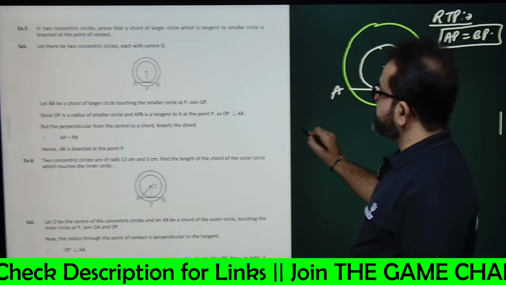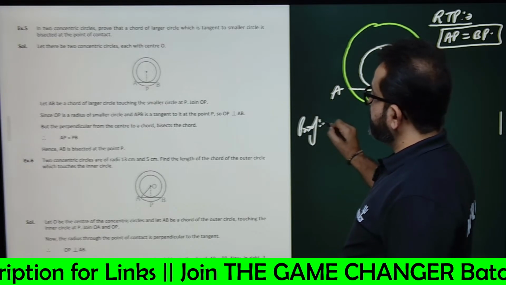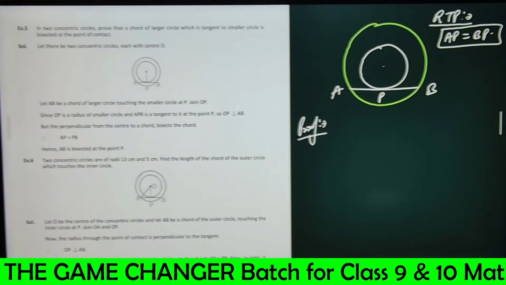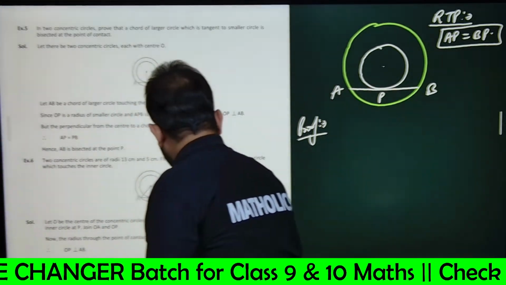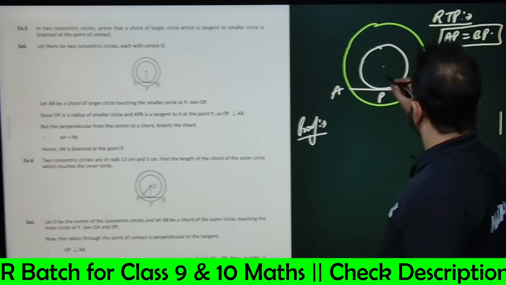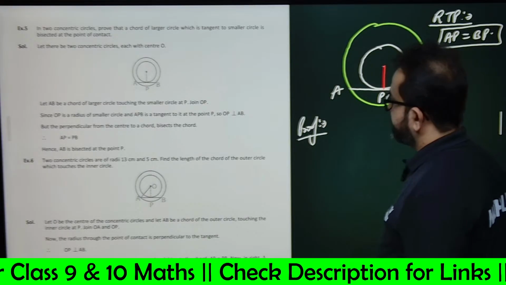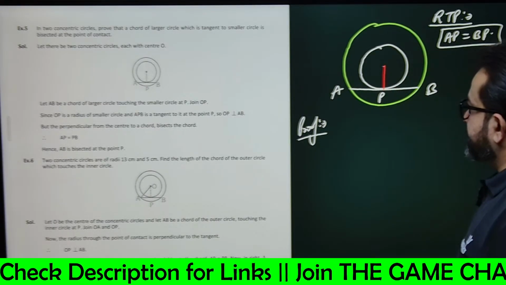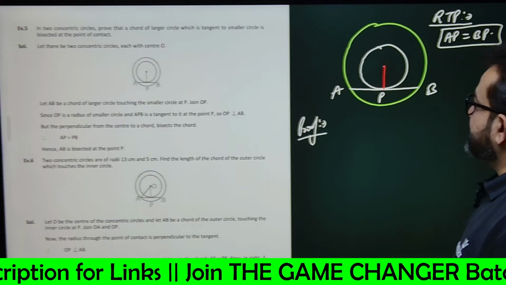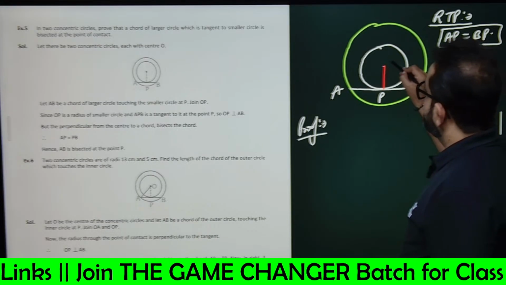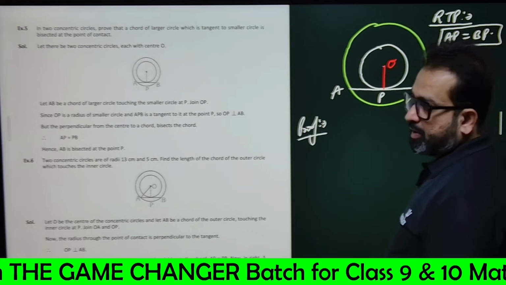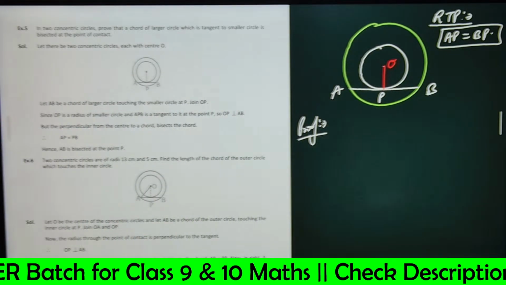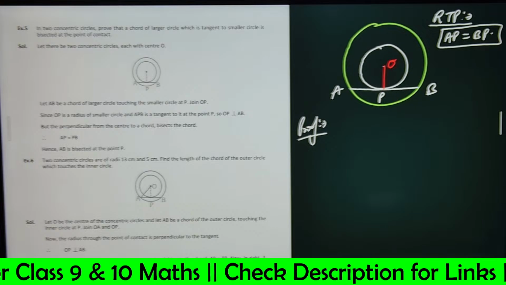See, in this question, obviously what we have learned we'll use, right? If we connect the center to the point of contact, can we say that OP is the radius of the smaller circle? Yes or no? OP is the radius of the smaller circle, yes or no? Tell me in the comments.